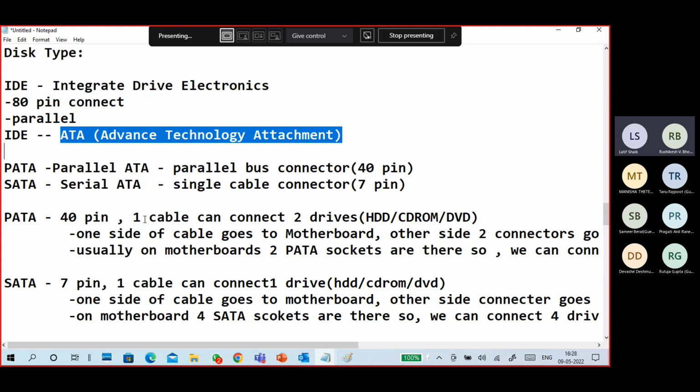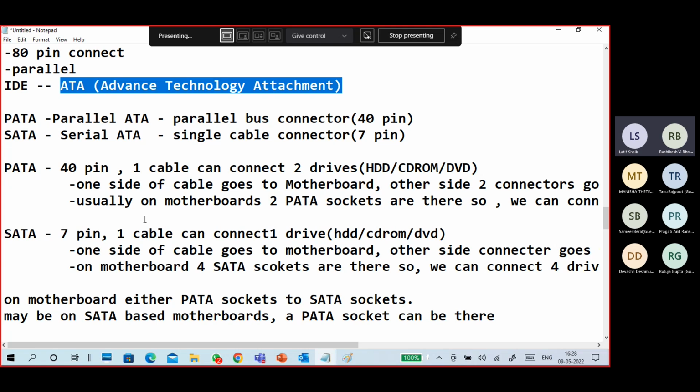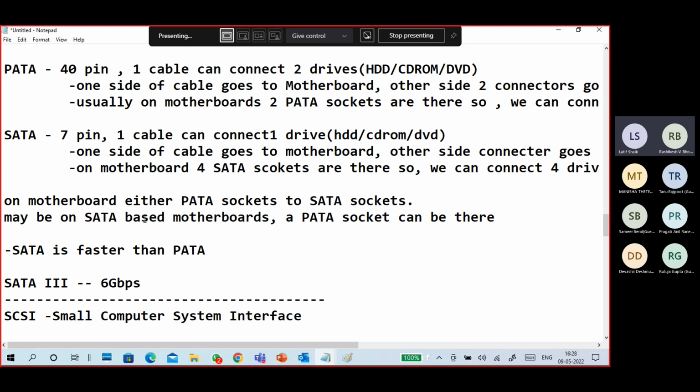PATA has a 40-pin connector from the motherboard to your device, and with one cable we can connect two devices. One side goes to the motherboard, the other two sides go to devices: disk drives, CD-ROM and DVDs, hard disk. SATA is a 7-pin connector with a single cable. One side goes to the motherboard, the other side goes to the drive.